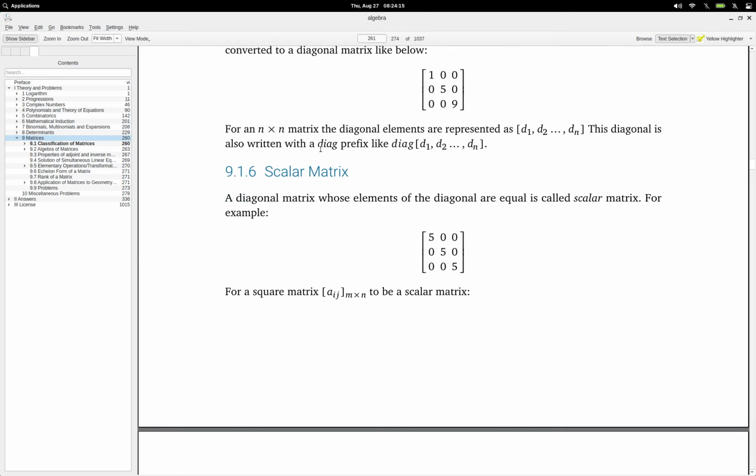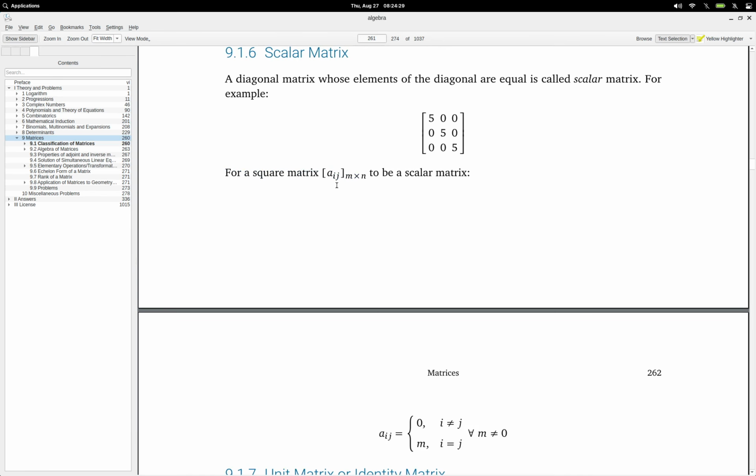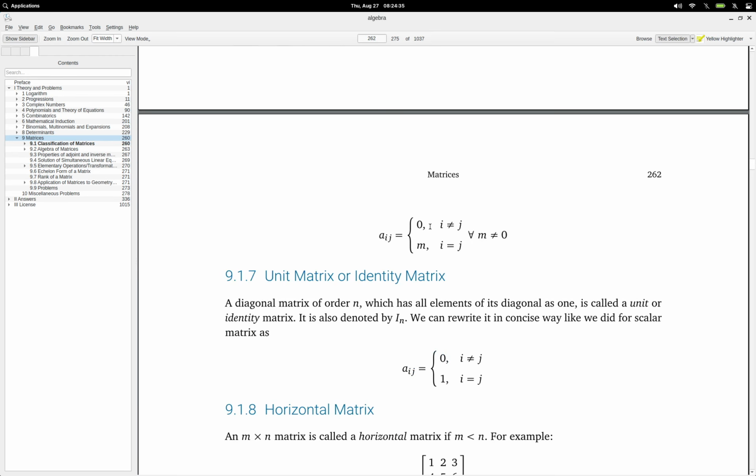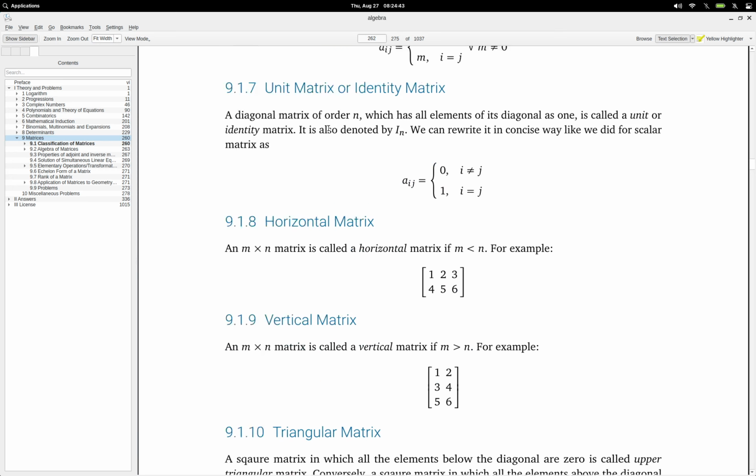Then we have scalar matrix. A diagonal matrix whose elements of the diagonal are equal is called scalar matrix. For example, all the elements are same on the diagonal: 5, 5, 5. For a square matrix Aij of order n to be a scalar matrix, Aij is equal to 0 for i not equal to j, and Aij is equal to m for i equal to j, for all m not equal to 0.